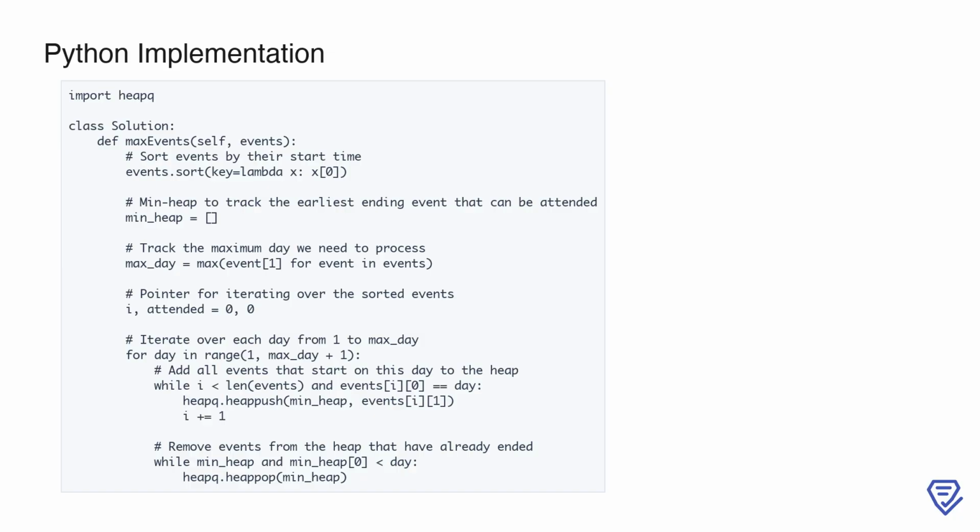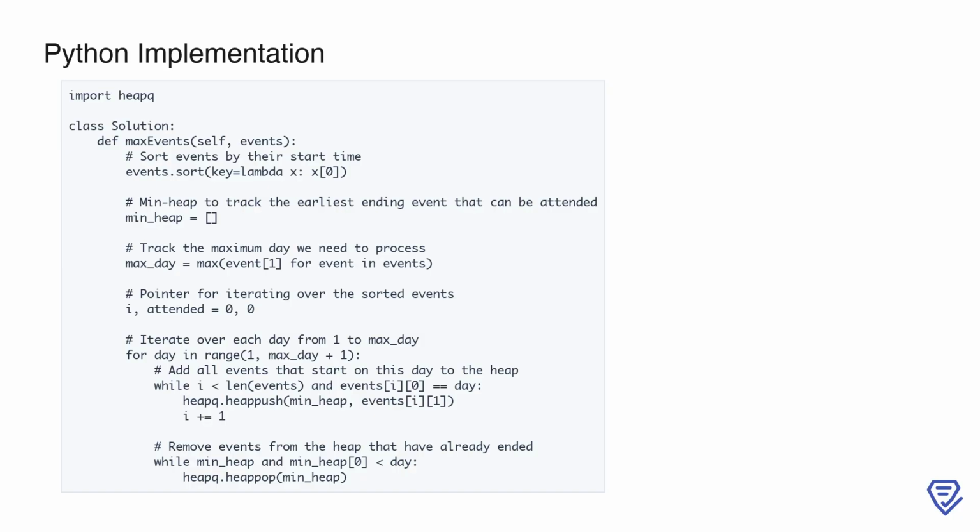To determine the range of days we need to consider, we calculate the maximum end time of all events, using the max function. Additionally, we set up two variables, i, which serves as a pointer for iterating through the sorted list of events, and attended, which will count the number of events we successfully attend. Now, we begin iterating over each day from 1 to the maximum day. For each day, we first add all events that start on the current day to the heap by comparing their start times. These events are pushed into the heap based on their end times, ensuring the heap always contains the earliest ending events at the top.